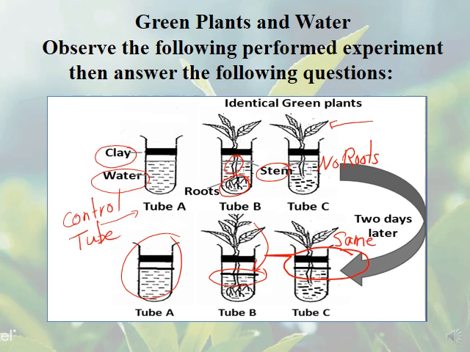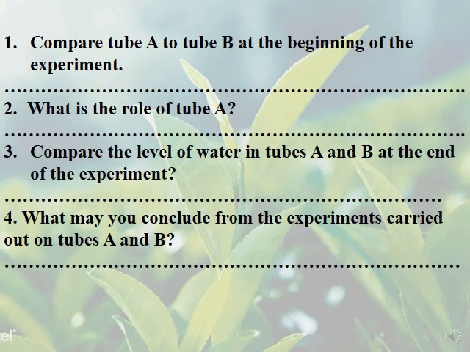These plants, as you note, all of them are identical, all of them are similar to each other. Compare tube A to tube B at the beginning of the experiment. What is the role of tube A? So first, compare tube A to tube B. Tube A contains no plant, while tube B contains a plant. Role of tube A, we said that it's a control tube used to compare and explain the different experimental results.